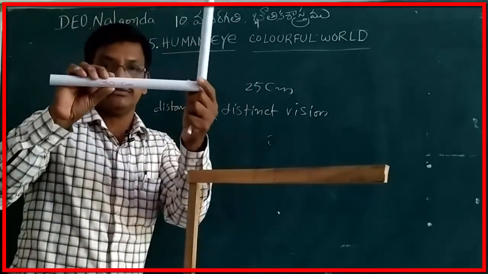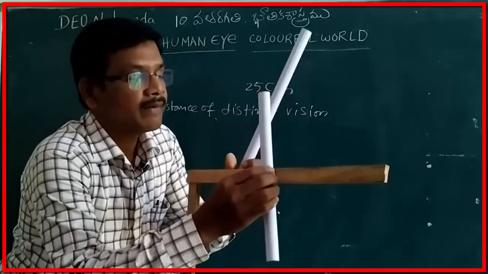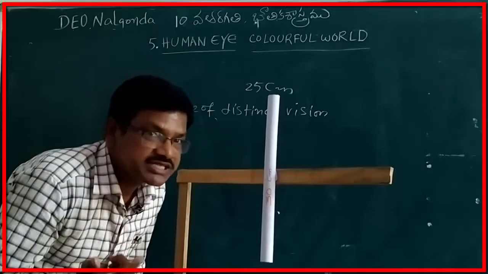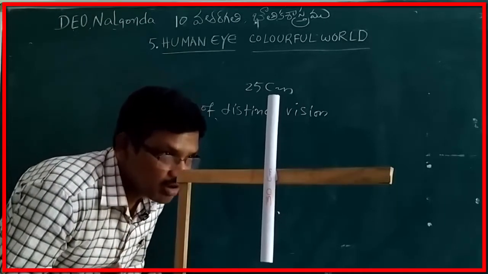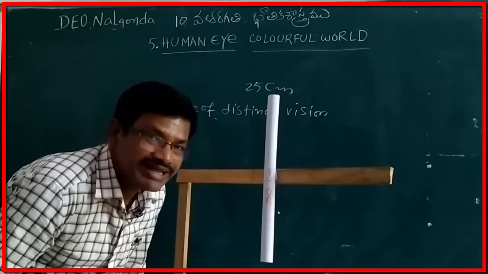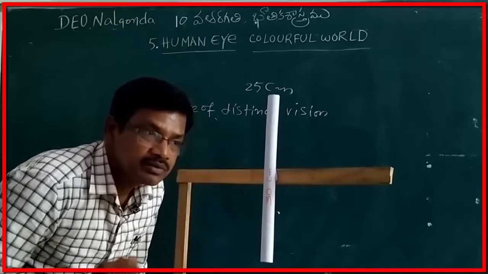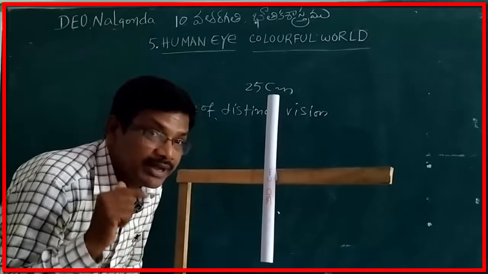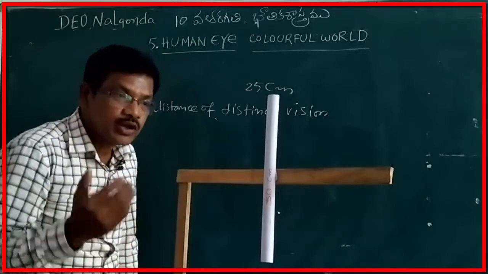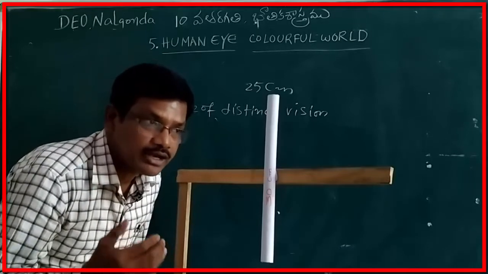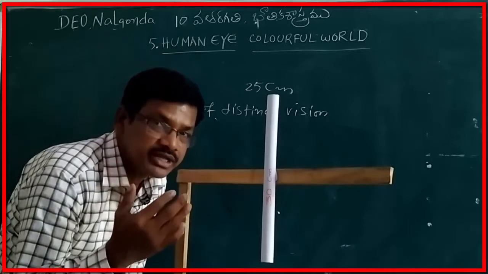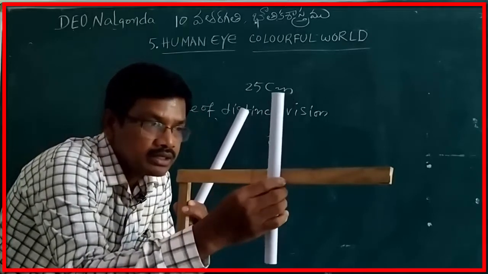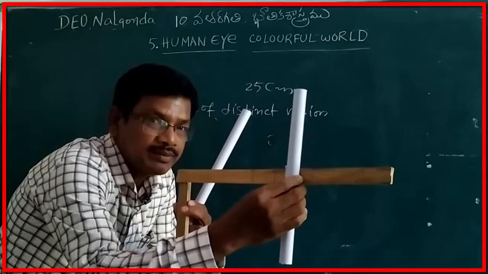A 30 centimeter rod. See, while placing and while observing top and bottom of this rod, you may get some difficulty in viewing top and bottom of it depending on your age. If your age does not permit or your eyes could not see clearly, you are allowed to move this rod forward and backward.